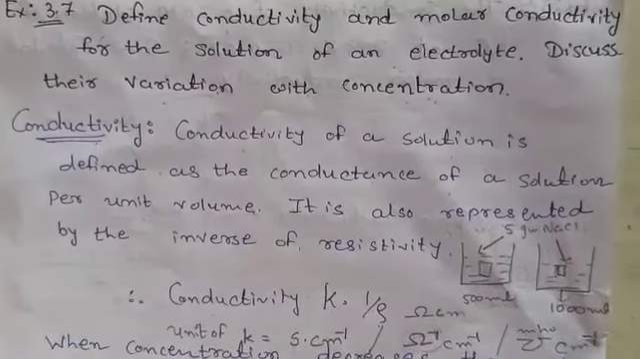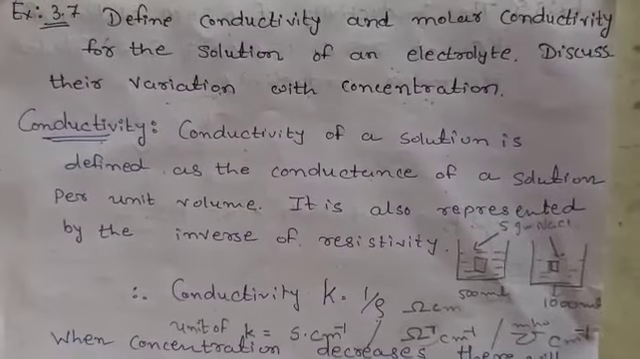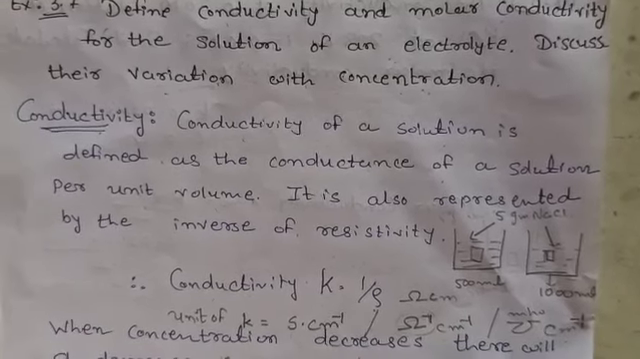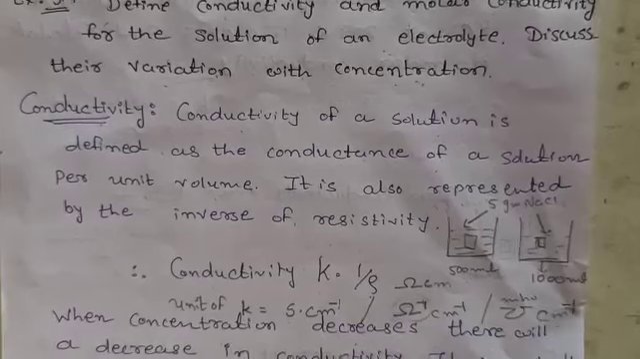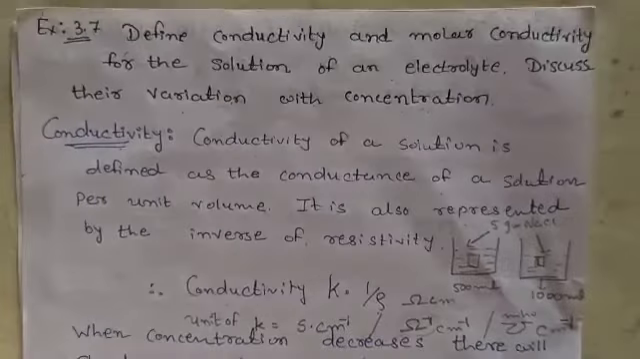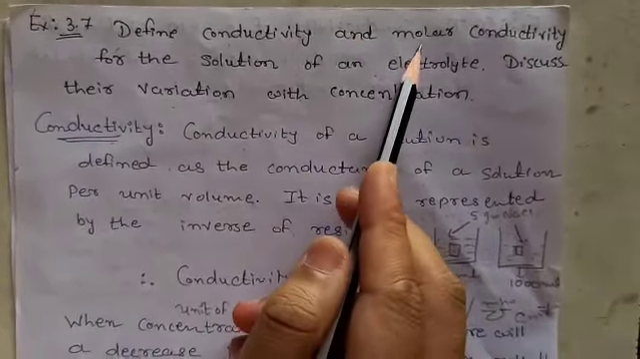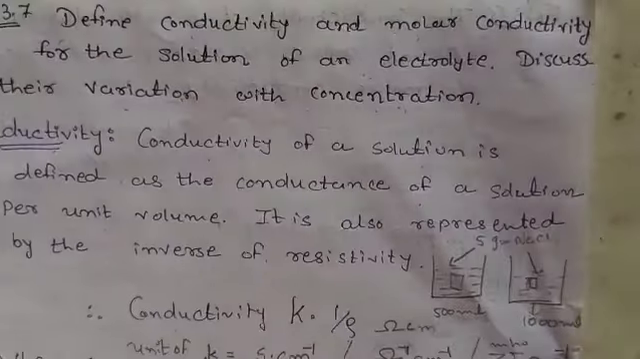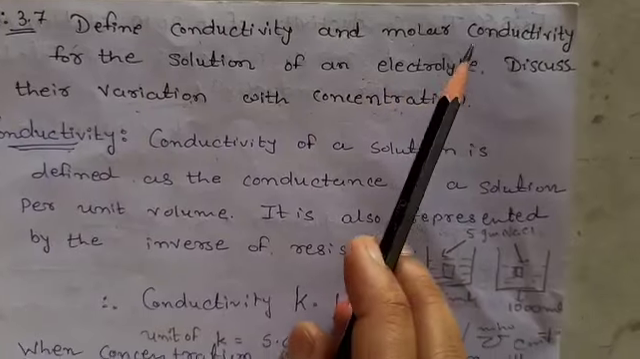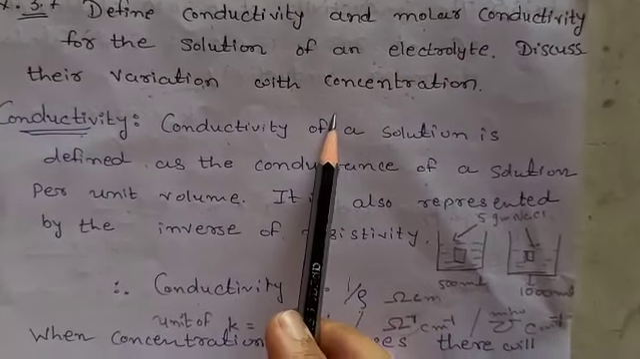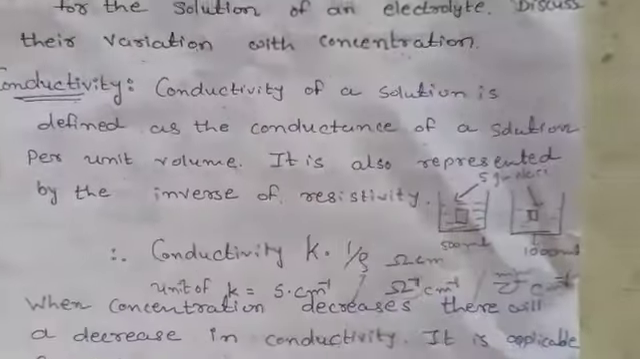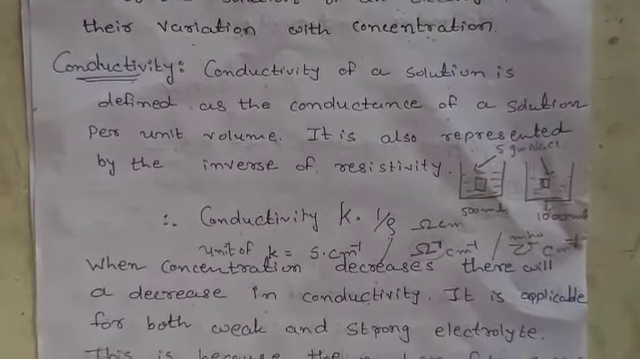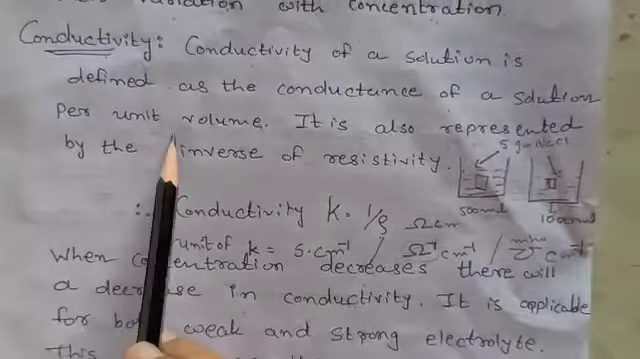Now question number 3.7. Define conductivity and molar conductivity for the solution of an electrolyte. Discuss their variation with concentration. Here we have to find out the conductivity and molar conductivity, and also discuss the change in conductivity and molar conductivity with the change in concentration, right? You already studied this topic in the theory. Now see how to write it.